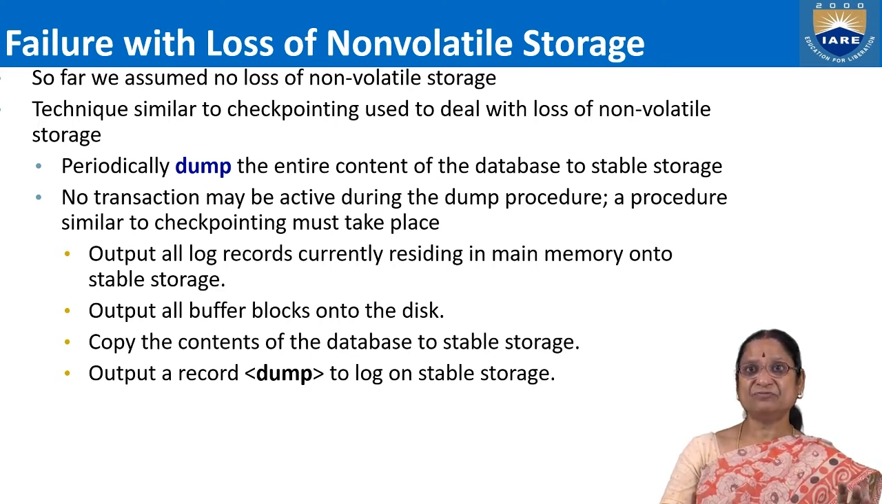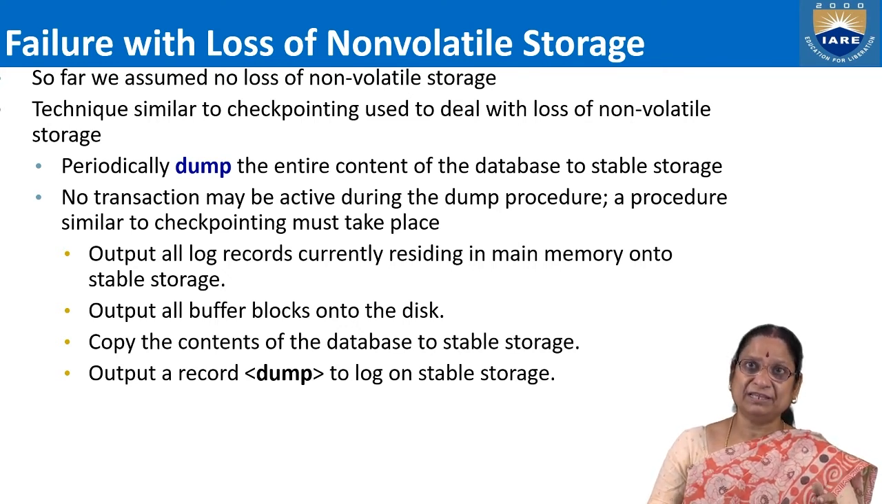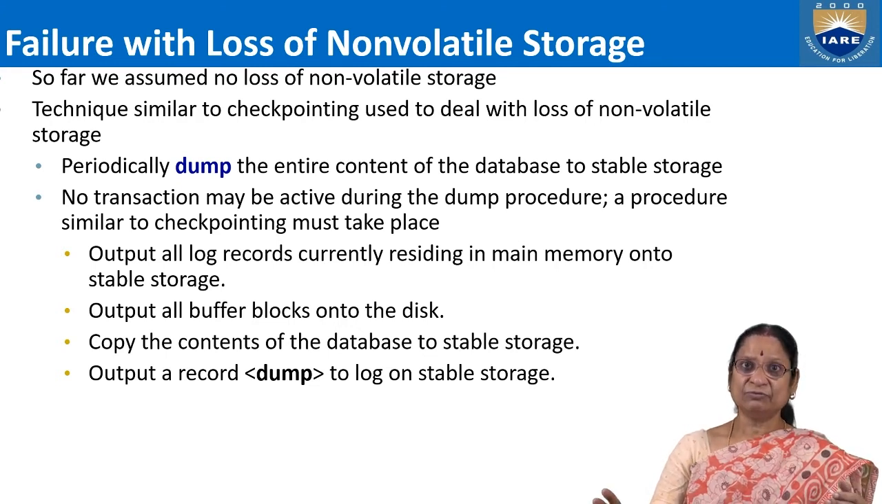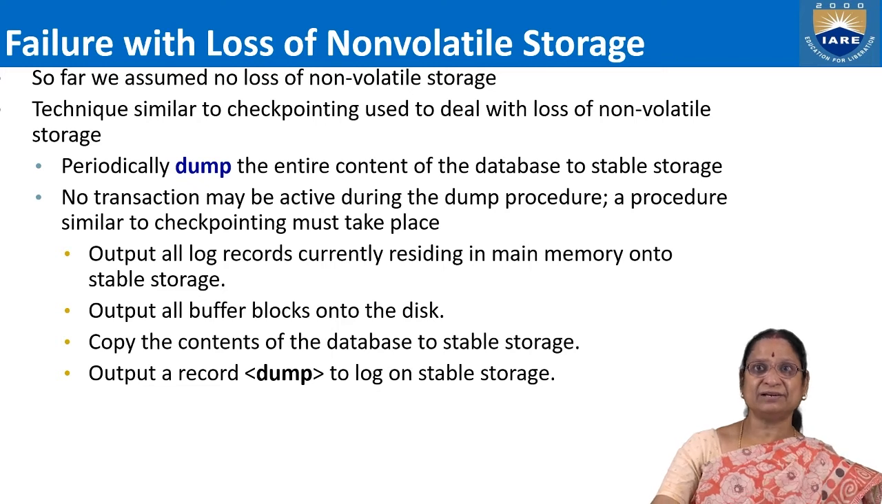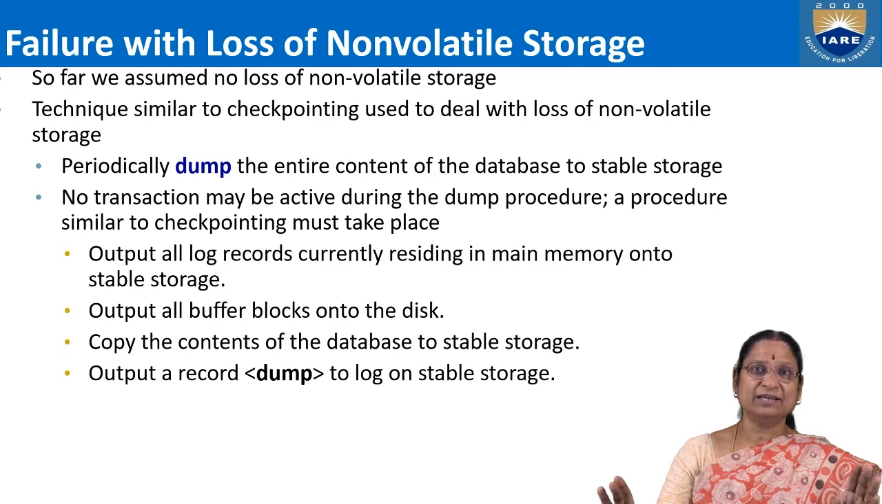Sometimes the failures may be because of data loss, or a failure may be because of non-volatile storage also. That is disk failure, etc. Till now, what type of failures have we addressed? We addressed only volatile storage failures. So far we assumed no loss of non-volatile storage. Till now we worried only about volatile storage data, that is buffers, and failure in our system only.